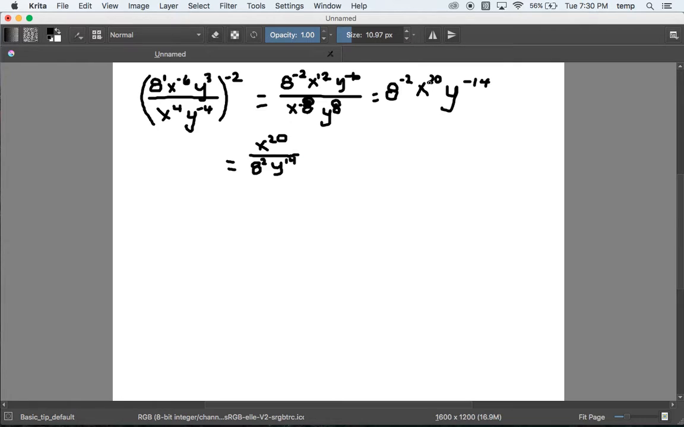I see a common mistake: you get y to the -14 and then you put that in the denominator at the beginning. That doesn't make any sense. You make all these in the numerator first, and then you can move them to the denominator after. We can simplify this even a little more by doing our 8 squared. 8 times 8 is 64. So our final answer is going to be x to the 20 divided by 64y to the 14.